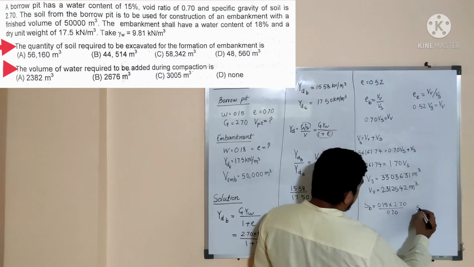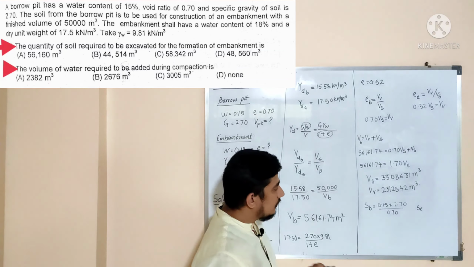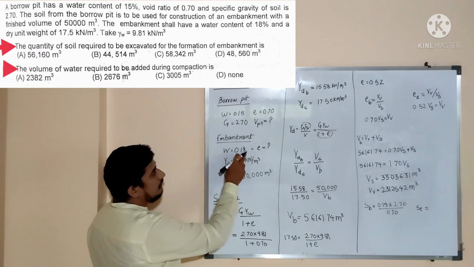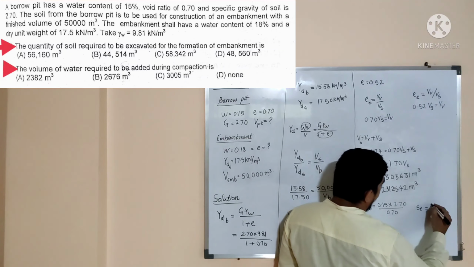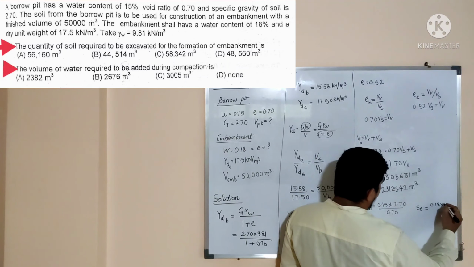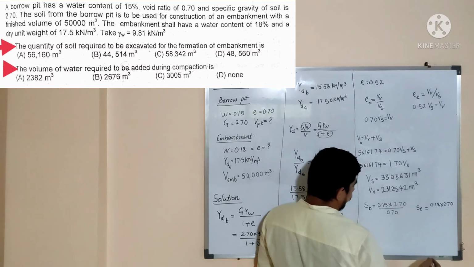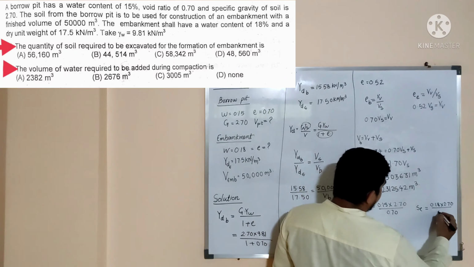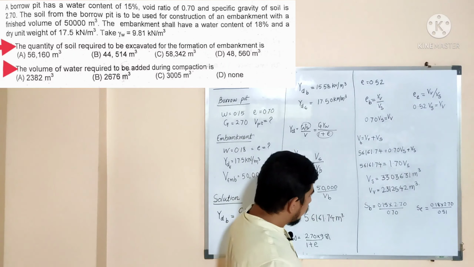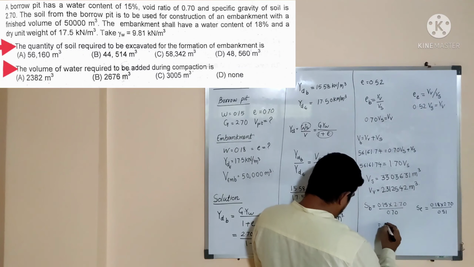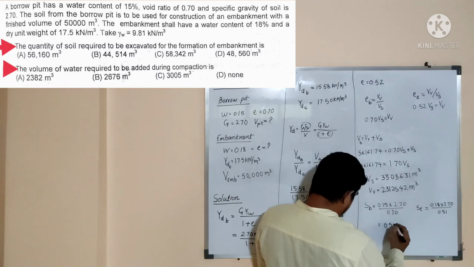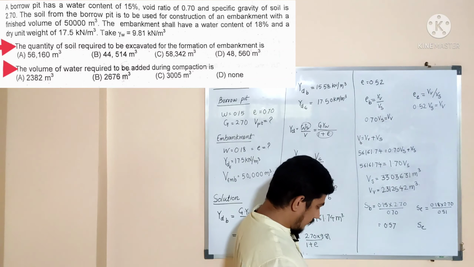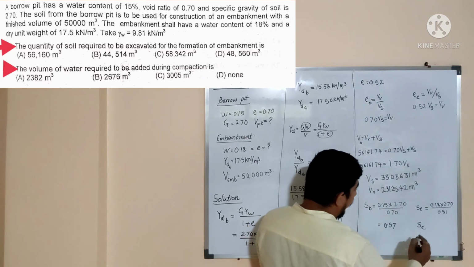Now again for SE, that is the degree of saturation in the case of the embankment. In the case of the embankment the water content is 0.18, so 0.18 into 2.70, and the void ratio is 0.51. So the degree of saturation is 0.57 in this case, and in this case it is 0.95.